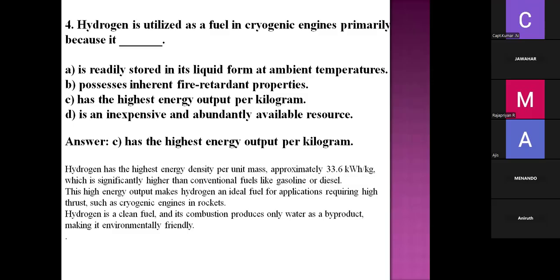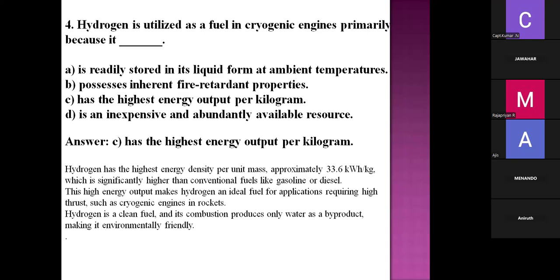or diesel. This high energy output makes hydrogen an ideal fuel for applications requiring high thrust, such as engines in rockets. Hydrogen is a clean fuel and its combustion produces only water as a byproduct, making it environmentally friendly. The high energy output of hydrogen enables rockets to achieve the necessary speed and thrust to escape Earth's gravitational pull.